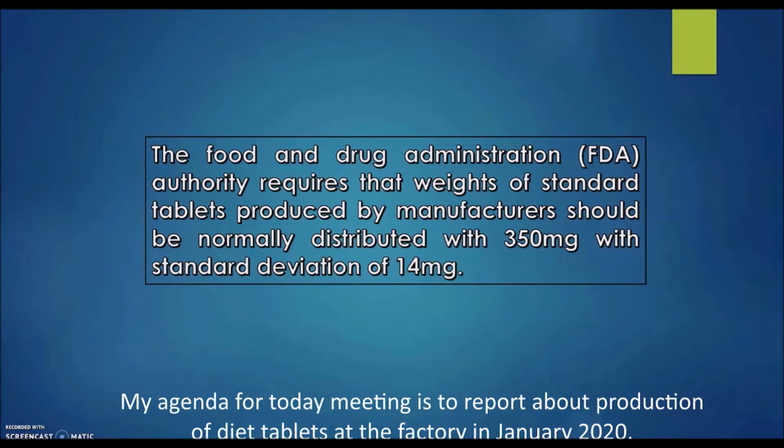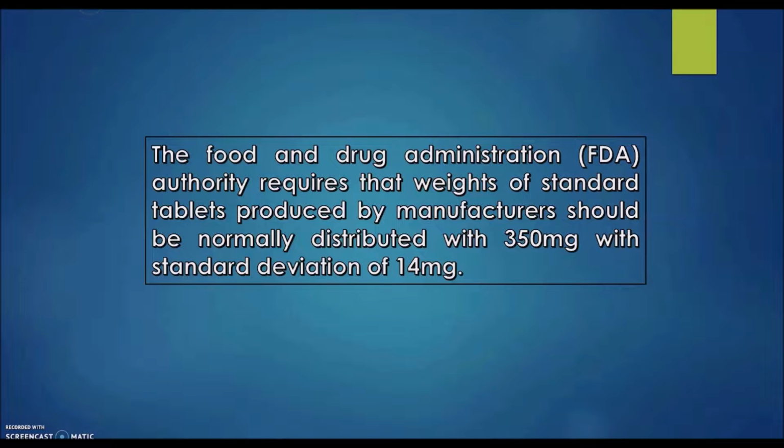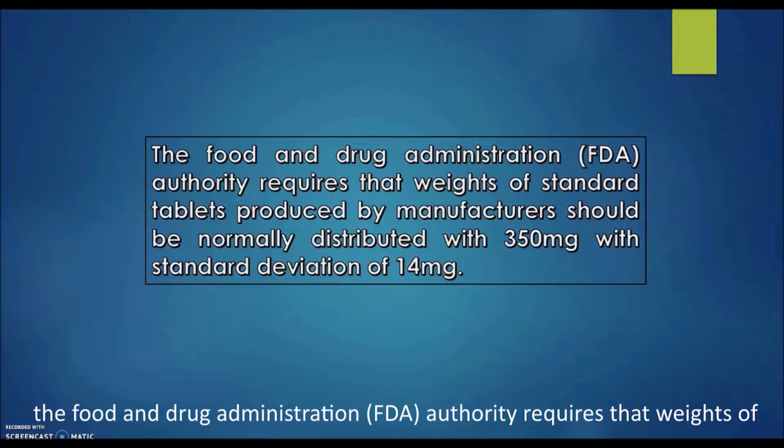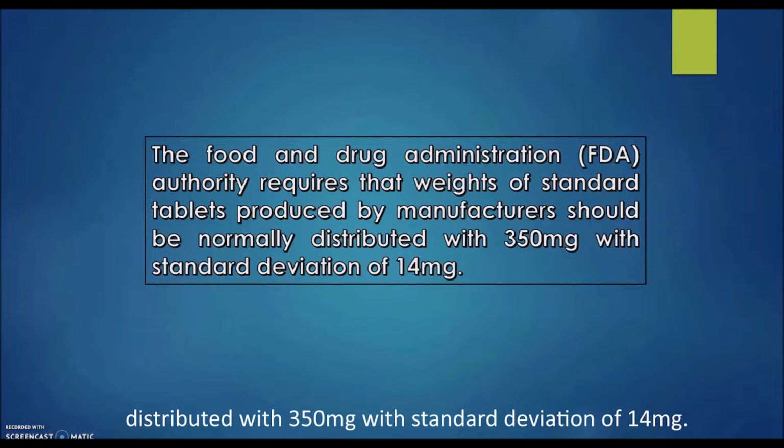Hello everyone, my agenda for today's meeting is to report about production of diet tablet at the factory in January 2020. As already known by all the top management, the Food and Drug Administration FDA authority requires that weight of standard tablet produced by manufacturers should be normally distributed with mean 350 mg and standard deviation of 14 mg.